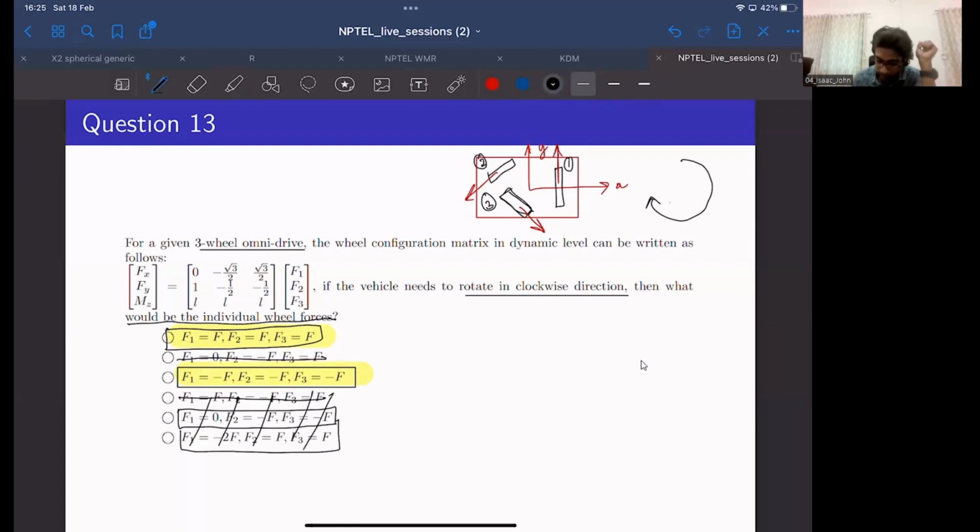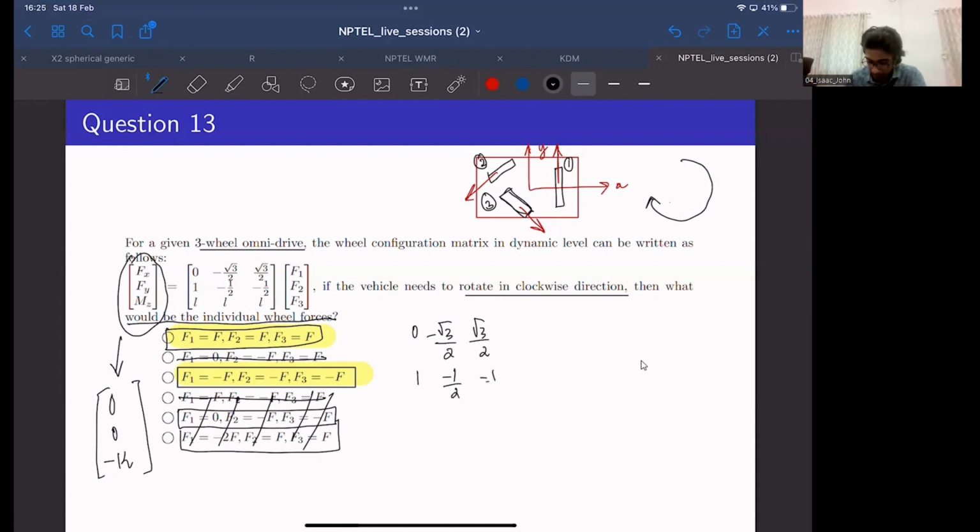So again, if we simply do the matrix multiplication. Before that, how would we want the force matrix to be? We would want the force matrix to be 0, 0, a negative constant along the third component, because the robot is rotating in the clockwise direction. If it is clockwise, we would want a negative constant. If it is counterclockwise, we would want a positive constant. So we multiply this matrix: minus root 3 by 2, root 3 by 2, 1, minus 1 by 2, minus 1 by 2, L, L, and L.